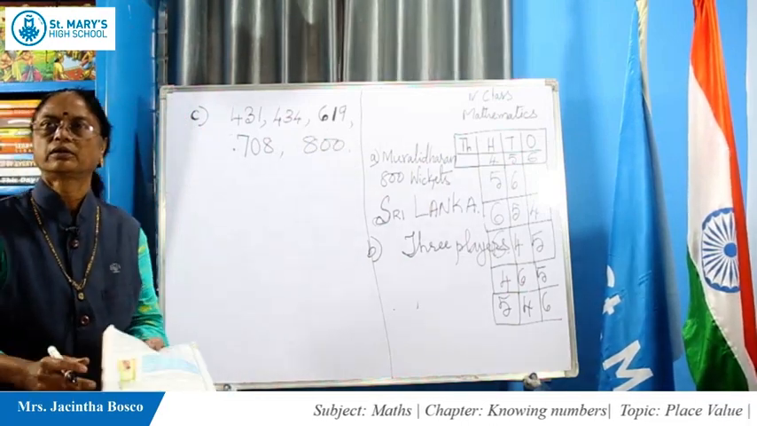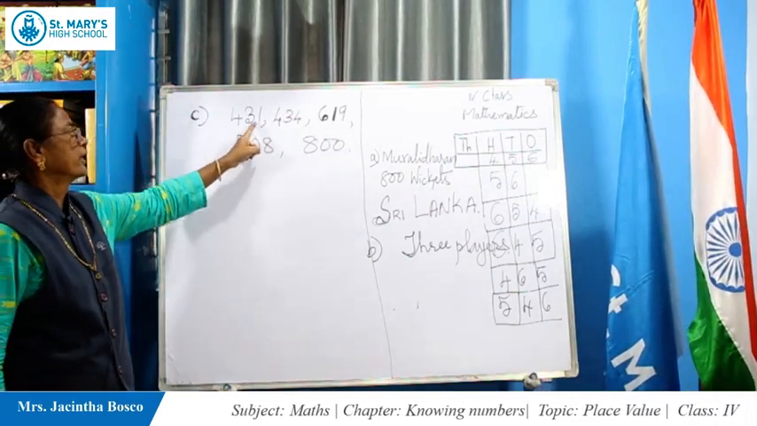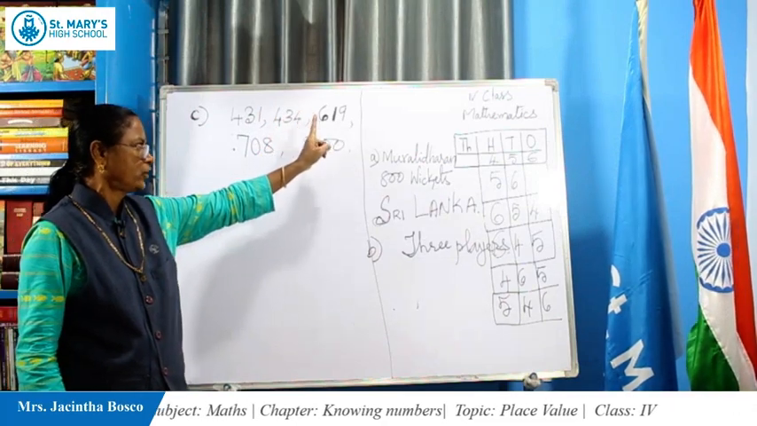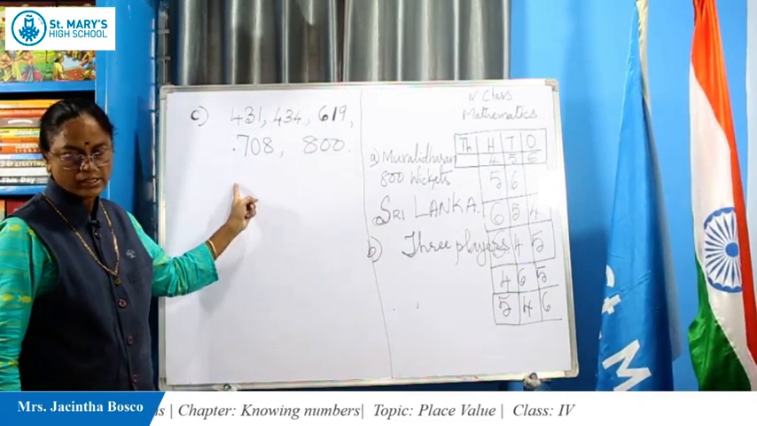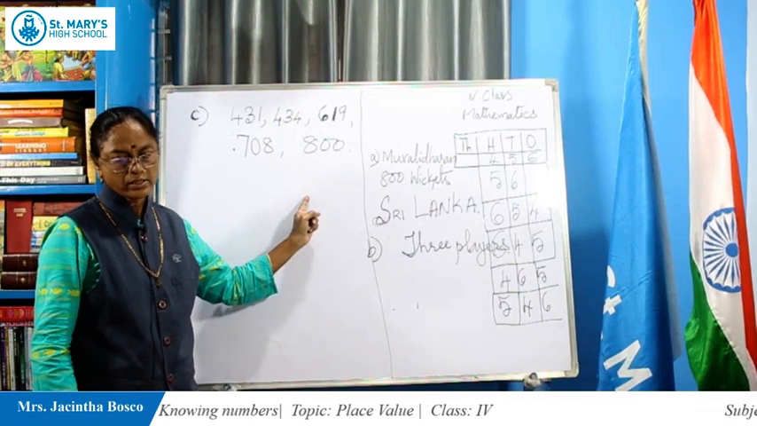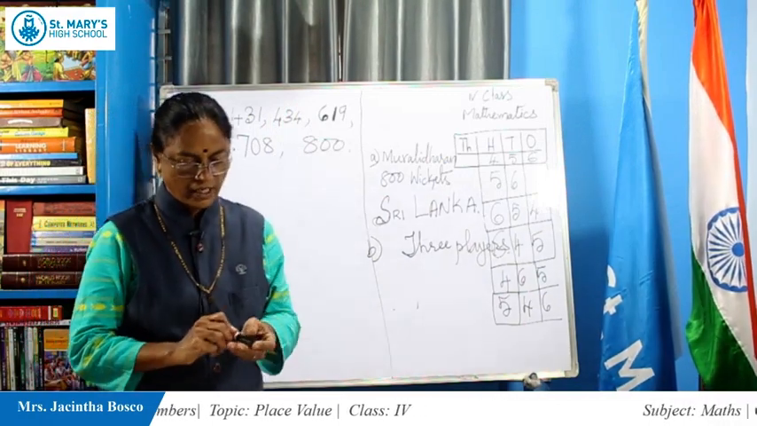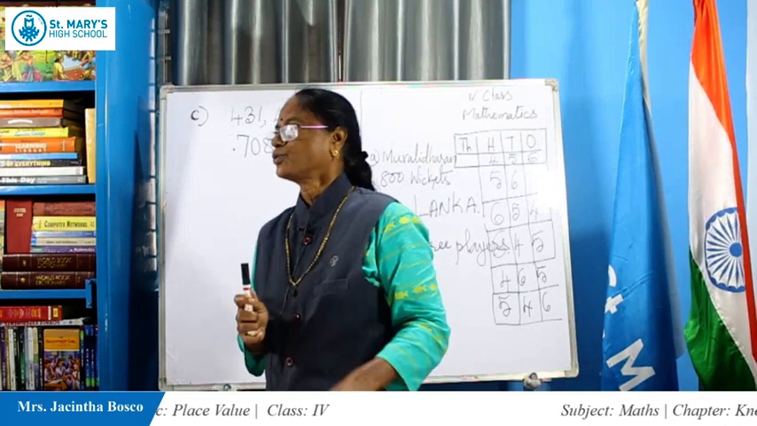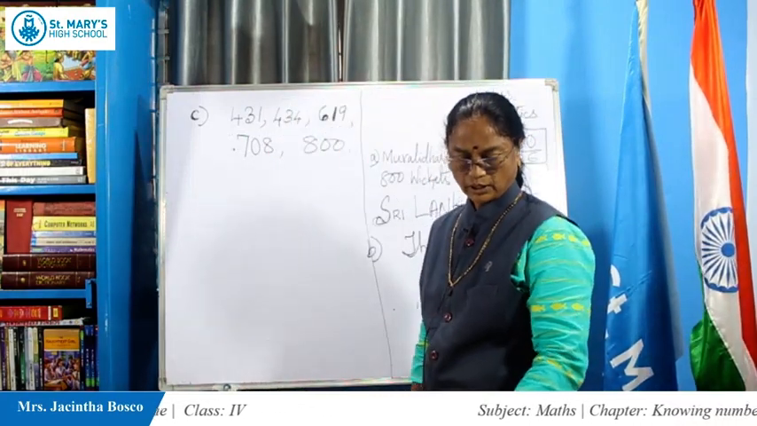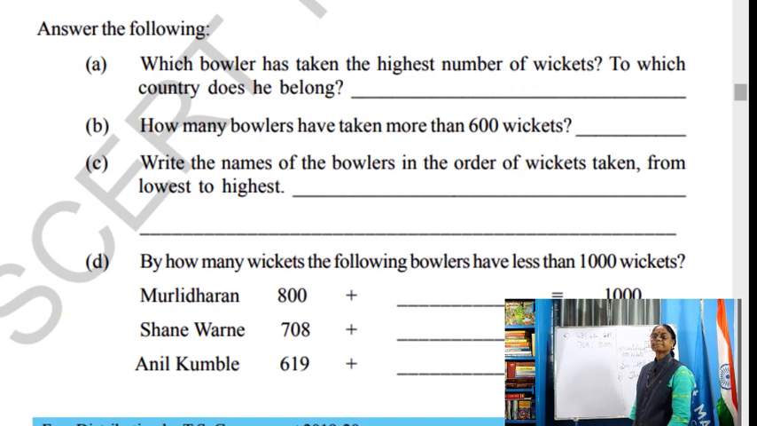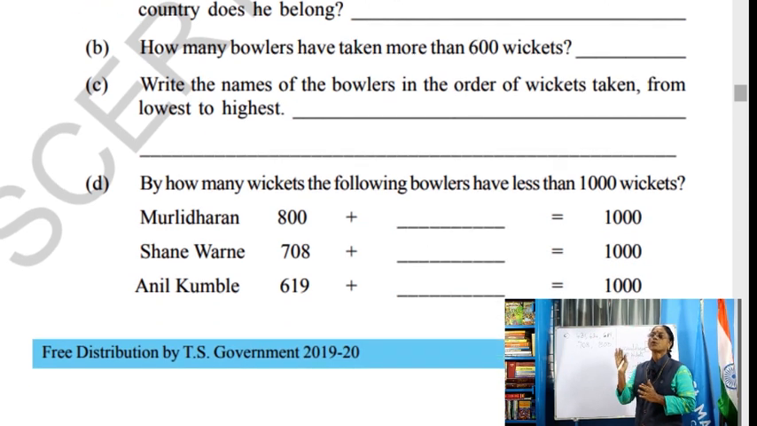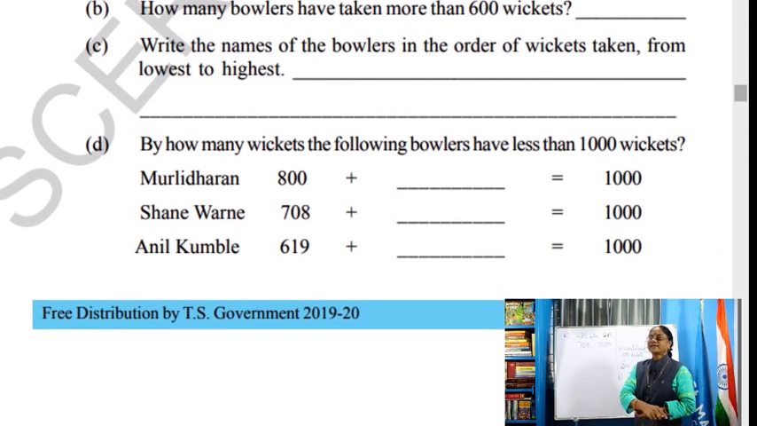It's okay, children? Can you see? 431, 434, 619, 708 and 800. Right. Now, what is the last question? Last question, you check it. By how many wickets the following bowlers have less than 1000 wickets? Here, this is an indirect question of subtraction.